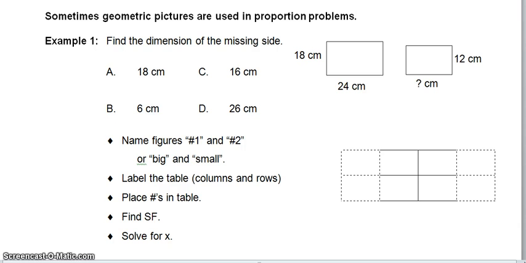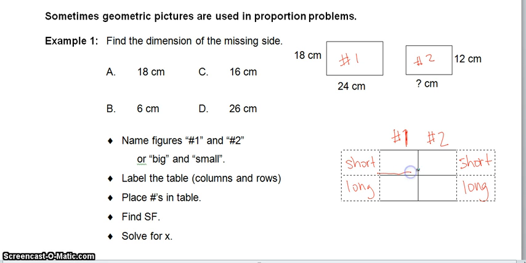And it says, sometimes geometric pictures are used in proportion problems. Find the dimensions of the missing side. Okay, so you can think of the first figure, the large figure, as number 1, and the smaller one is number 2. So we're comparing rectangle 1 with rectangle number 2. And then what are we looking at? We're given the length and the width. Or you can think of the short side to the long side. I think sometimes that works better because kids get confused with length and width. It just depends how it's worded.